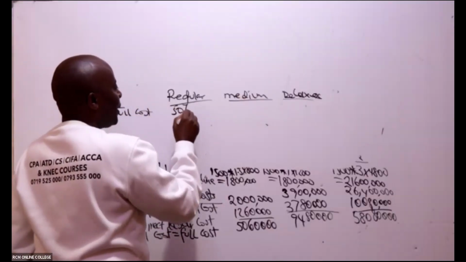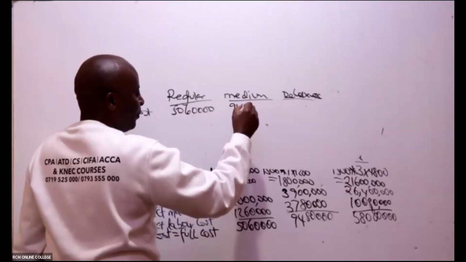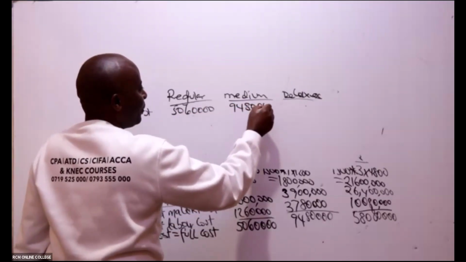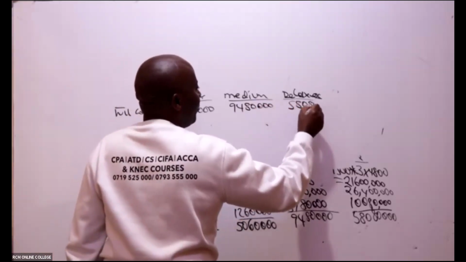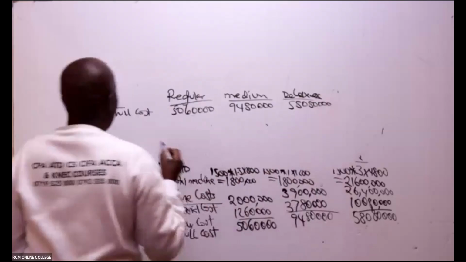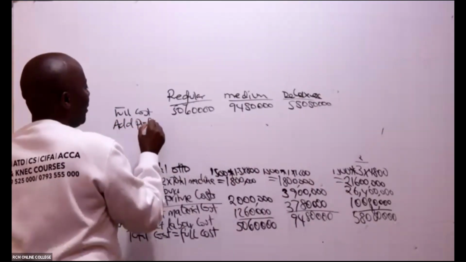Regular is 50/60. Medium is 94. Deluxe is 58,080. And then now come and add profit markup.